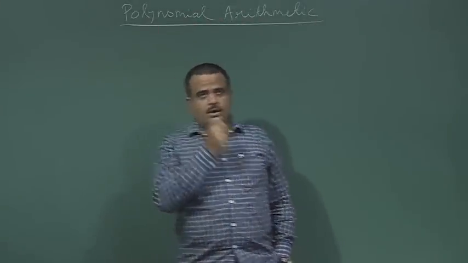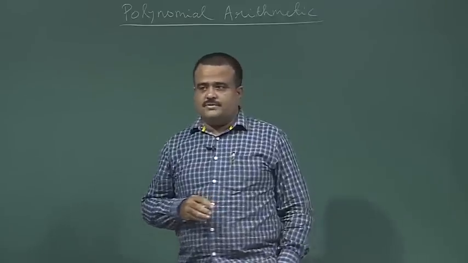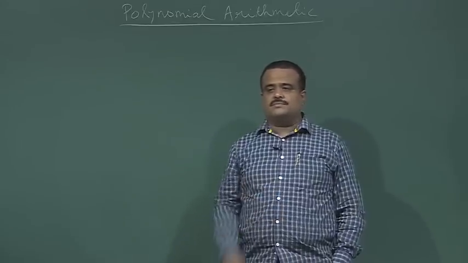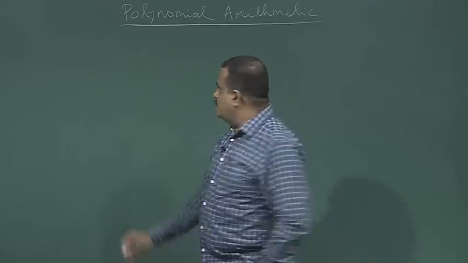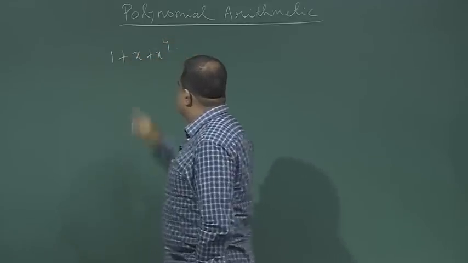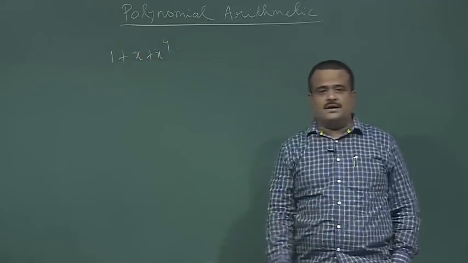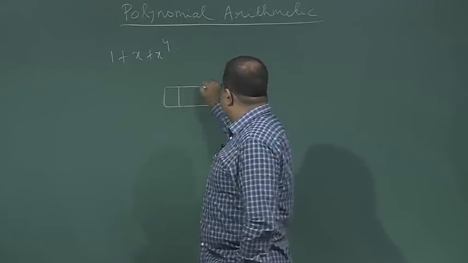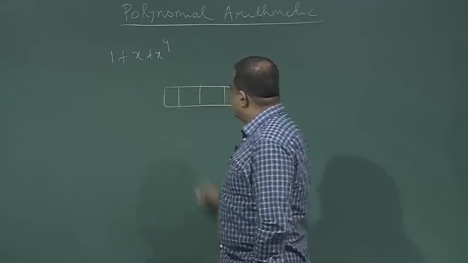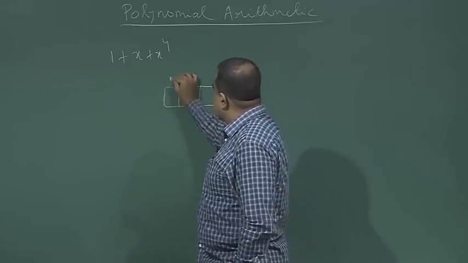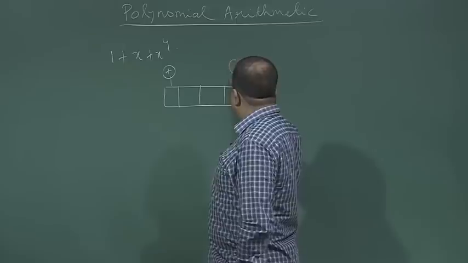Okay, so we talk about polynomial arithmetic. We have seen for LFSR we have used something called a primitive polynomial like 1 plus x to the power 4. This type of polynomial we have seen in the LFSR, where LFSR is a 4-bit LFSR. So every LFSR is associated with a polynomial. This polynomial is basically we have a connection over here and we have a connection over here.